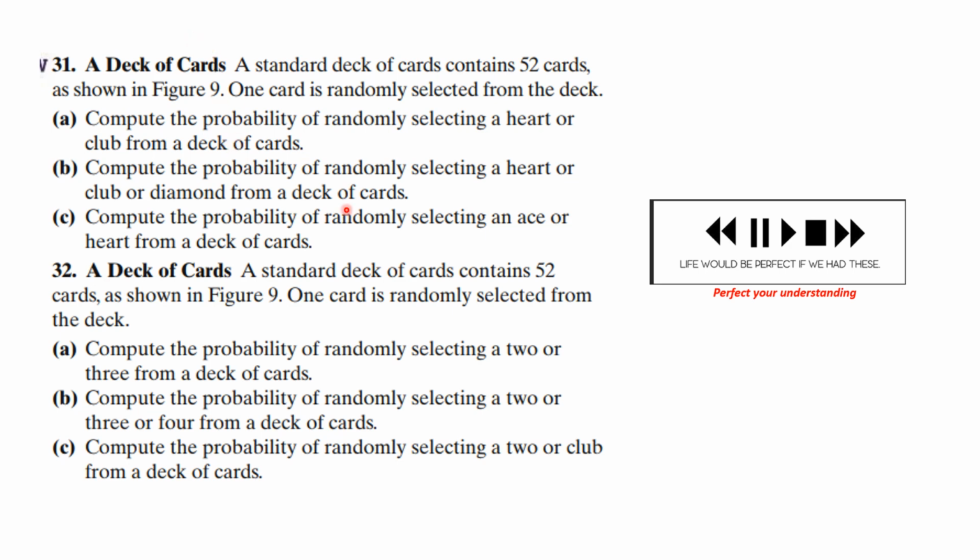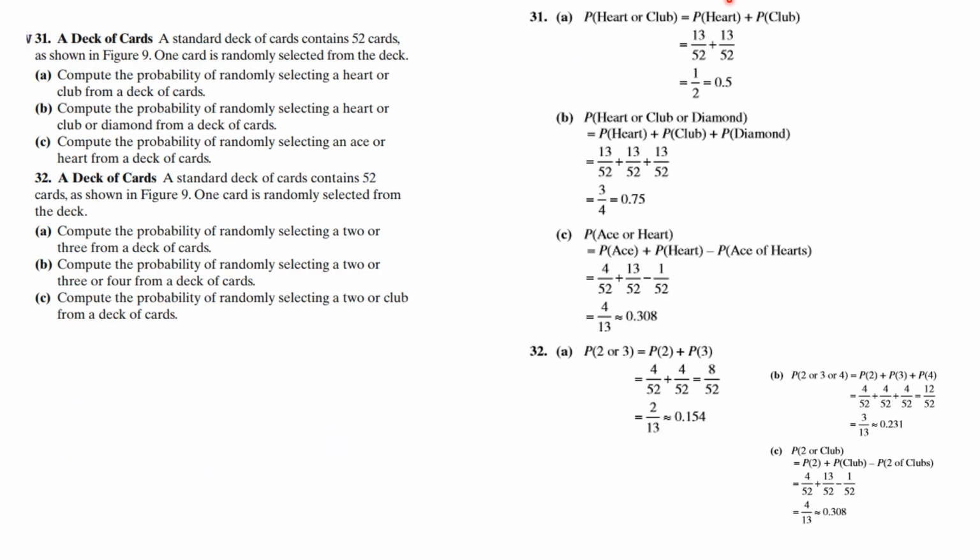Two problems with cards. You know what to do and when to do it. Let's see how you did. These are disjoint, a heart or a club, so you add them together. A heart or a club or a diamond, you add them together and get this answer. An ace or a heart, you have to subtract off the probability that they intersect. So what's the probability of the ace of hearts? It is 1 out of 52. And the probability of 2 or 3, you just add the two together and put it in lowest terms, and you get that.